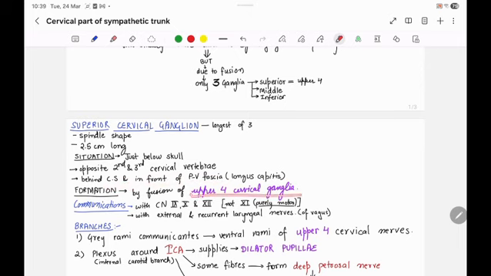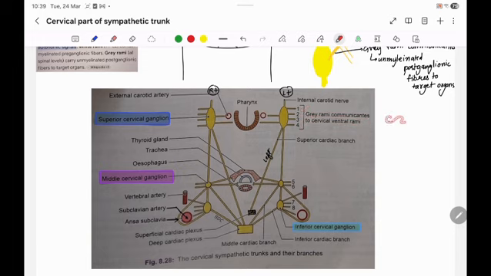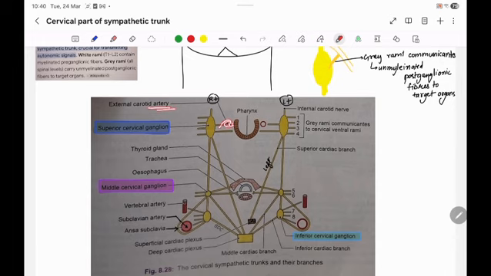And we will see the branches. There are 5 branches. We will see it here. So firstly, we have the gray rami communicantes to the cervical ventral rami, that is 1, 2, 3, and 4. So the first 4 cervical nerves have communications from this one, as I told you, due to the fusion of the upper 4 ganglia. Then we have a branch going to the external carotid artery, that is the external carotid nerve. Then a branch going to the internal carotid, that is the internal carotid nerve. Then we have a branch going to the pharynx, that's the pharyngeal branches.